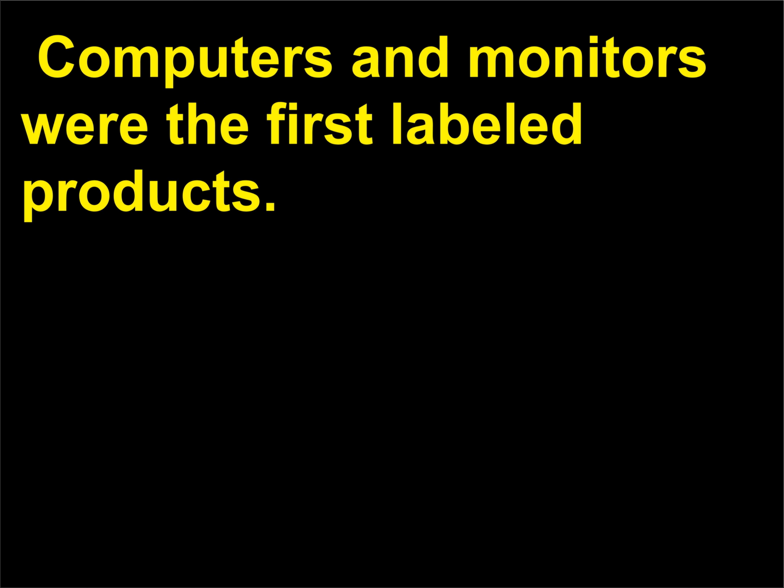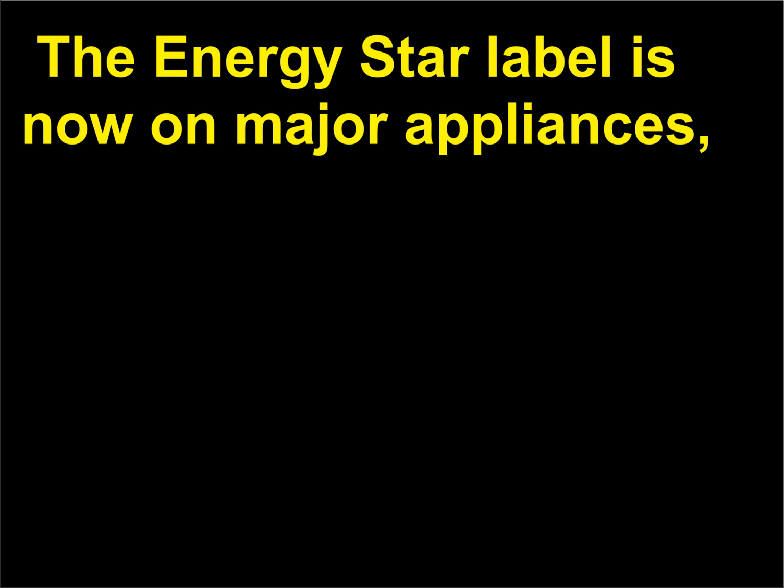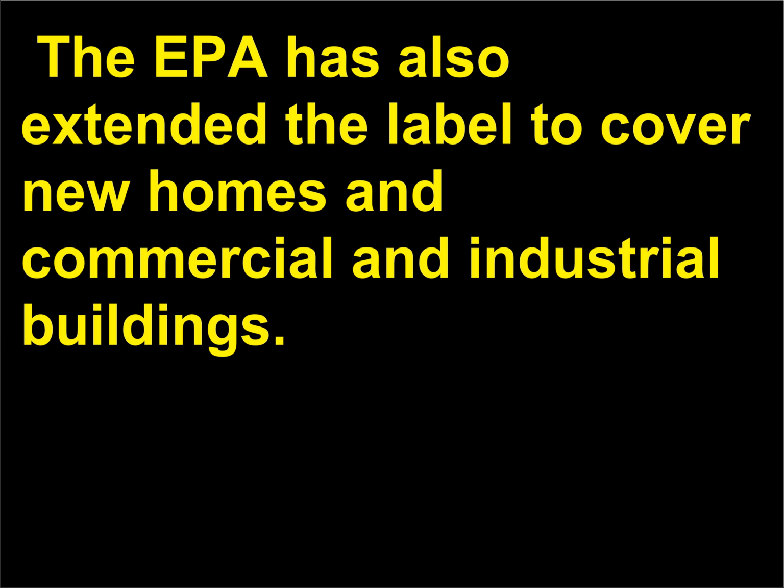Computers and monitors were the first labeled products. The Energy Star label is now on major appliances, office equipment, lighting, consumer electronics, and more. The EPA has also extended the label to cover new homes and commercial and industrial buildings.